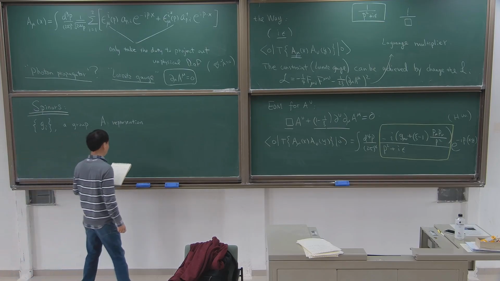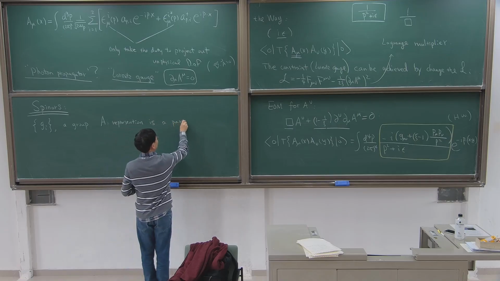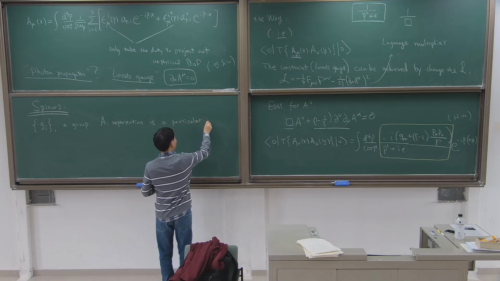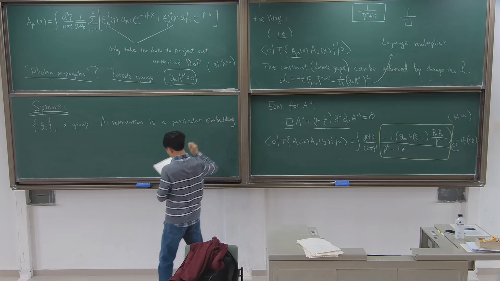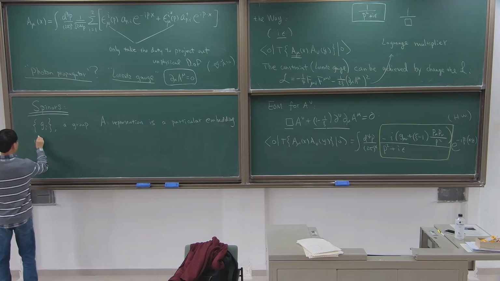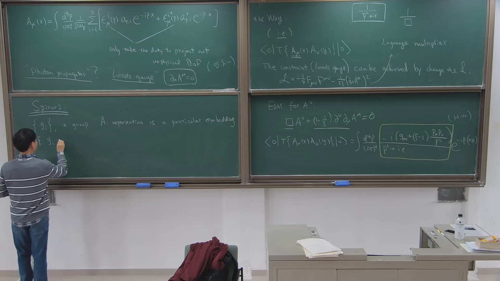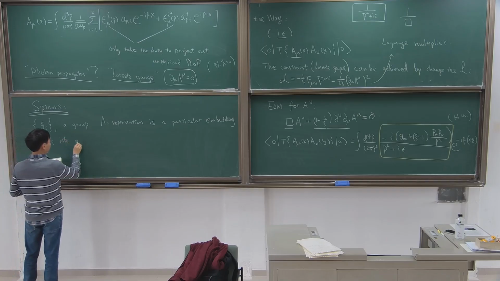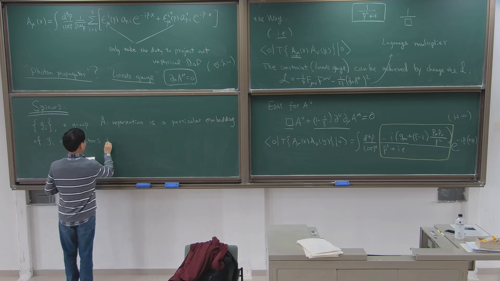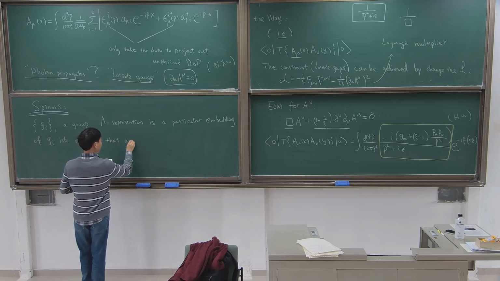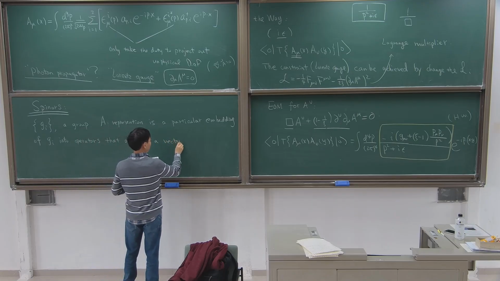So what is the representation? A representation is a particular embedding of this group element, let's say g_i, into operators that act on, say, a vector space.